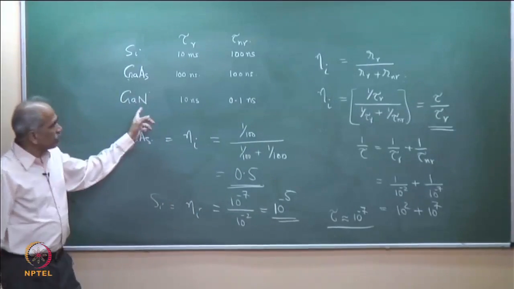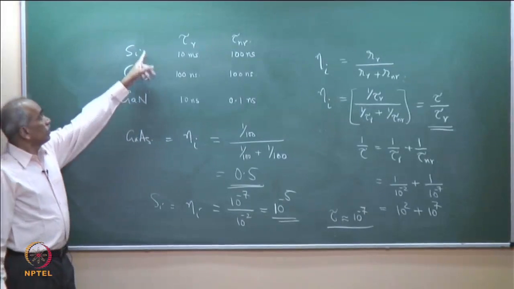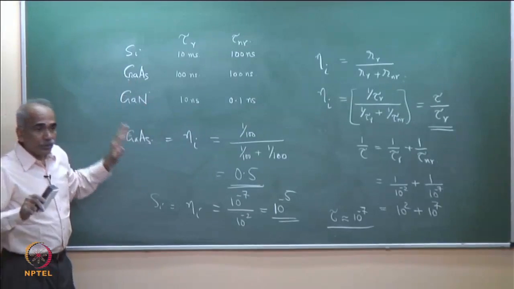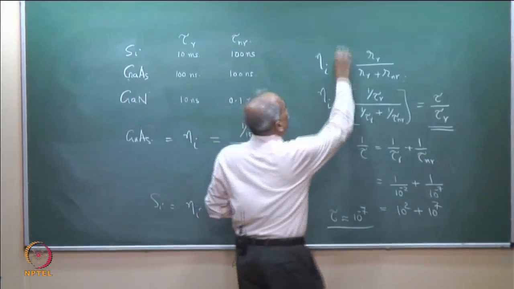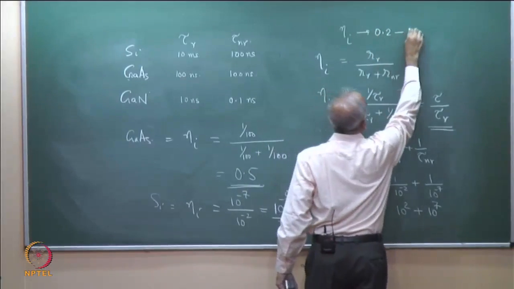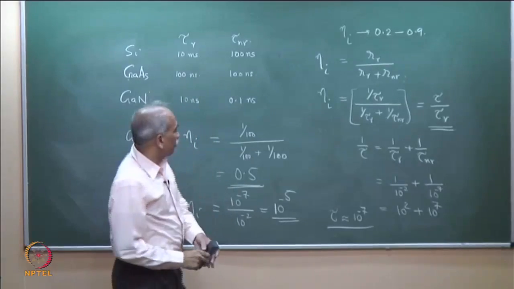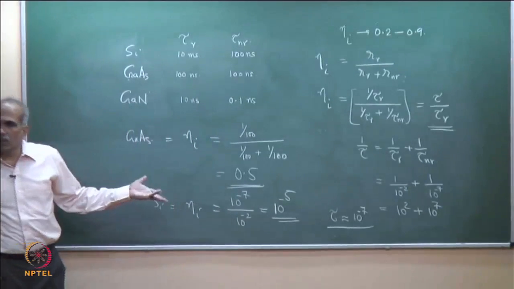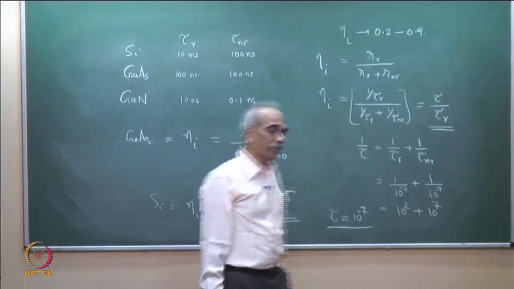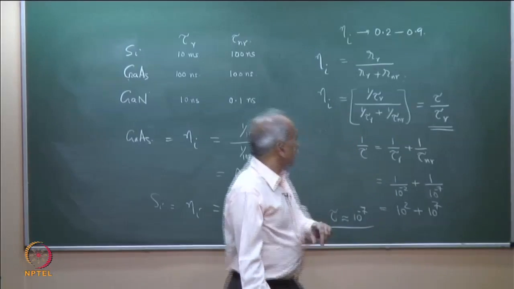So, the efficiency is relatively lower here, but see that gallium arsenide. So, this is an indirect band gap material, this is a direct band gap material. In general, direct band gap materials have eta I in the range 0.2 to 0.9, and indirect band gap materials have generally very low internal quantum efficiency, 10 power minus 3, minus 4, minus 5, minus 6, very small numbers. What does this tell you?